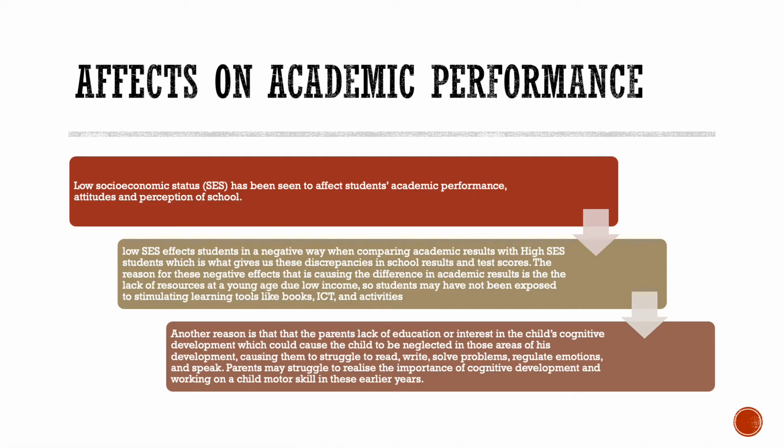Low socioeconomic status, SES, has been seen to affect students' academic performance, attitudes, and perception of school. Low SES affects students in a negative way when comparing academic results with high SES students, which is what gives us these discrepancies in school results and test scores. The reason for the difference in academic results is the lack of resources at a young age due to low income, so students may not have been exposed to stimulating learning tools like books, ICT, and activities.